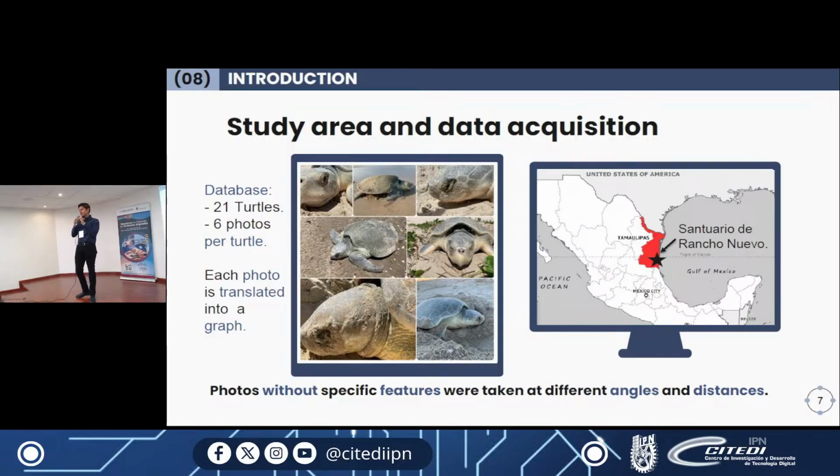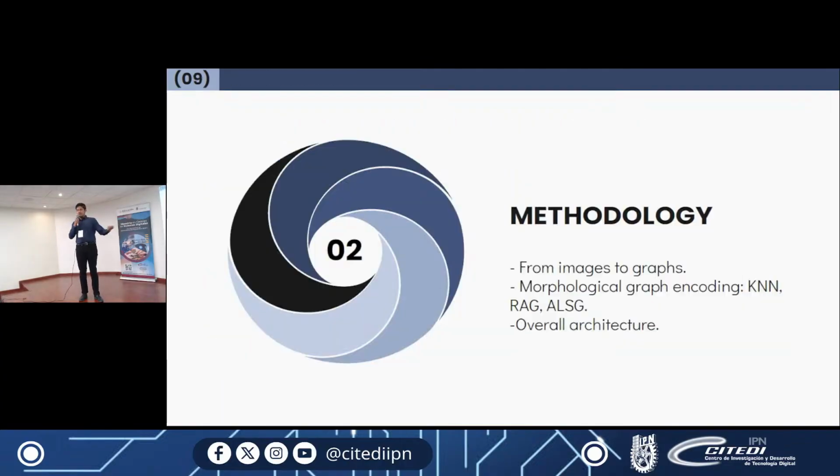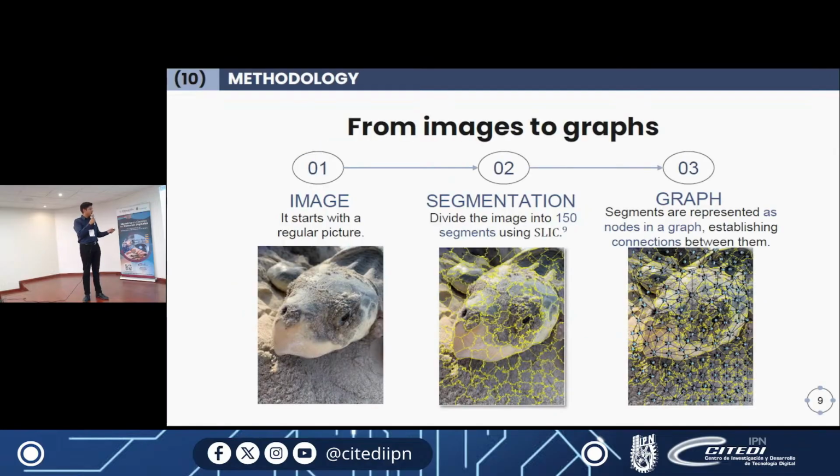The dataset was collected in the Santuario de Rancho Nuevo in Tamaulipas. We are working with a specific species of sea turtle, the Kemp's ridley turtle, which is endemic to the Gulf of Mexico and the Mexican coast. Another important thing about sea turtles is that in Mexico we have 7 species of sea turtle, so it is very important to conserve these species.